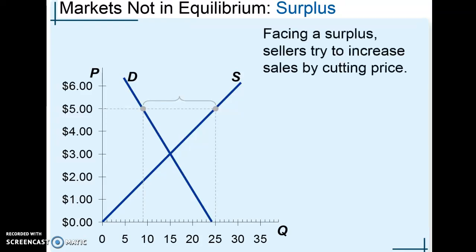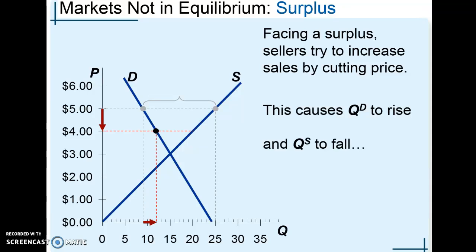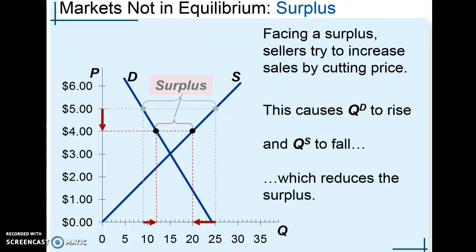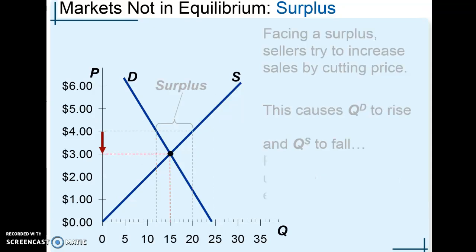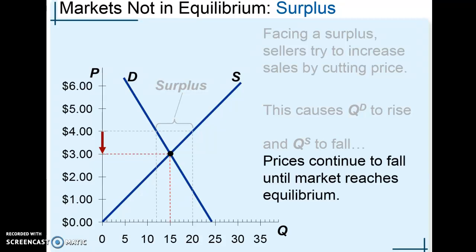Facing a surplus, sellers are going to try to increase sales by cutting their price. Think of going to the mall, and there's an excess of summer clothes because we're transitioning into the fall. Retailers cut the price to get rid of that surplus. This is going to cause the quantity demanded to increase and the quantity supplied to fall, which reduces the surplus. The price will continue to fall until the market reaches equilibrium.